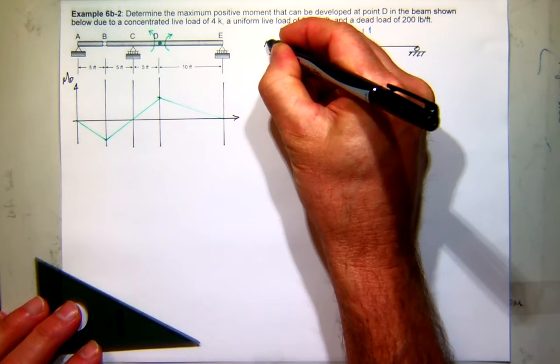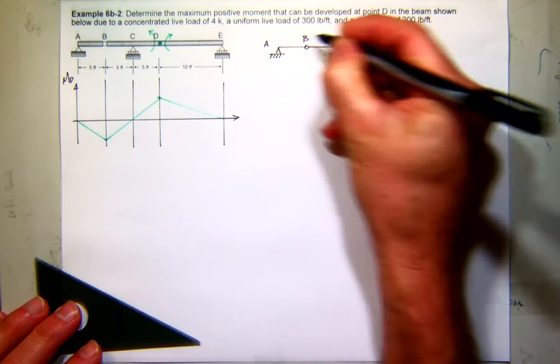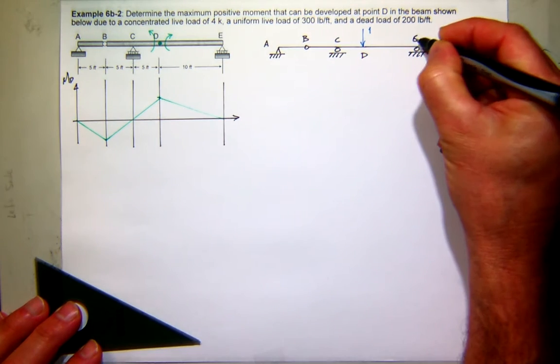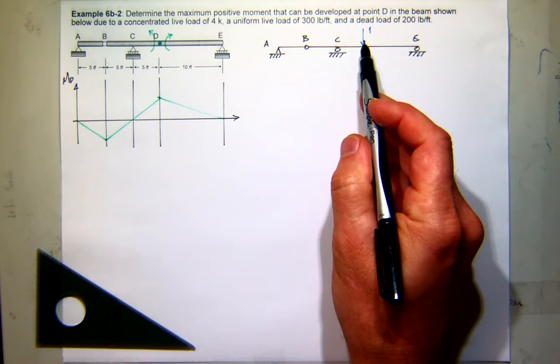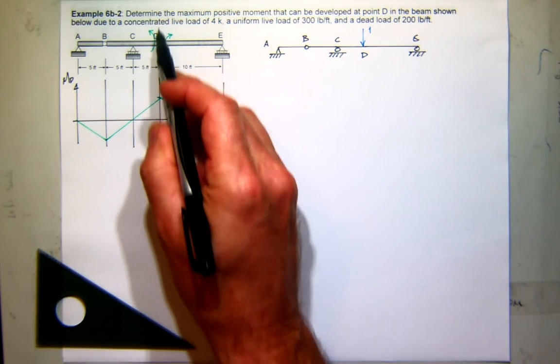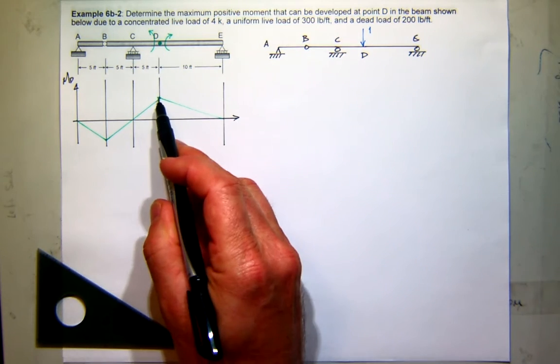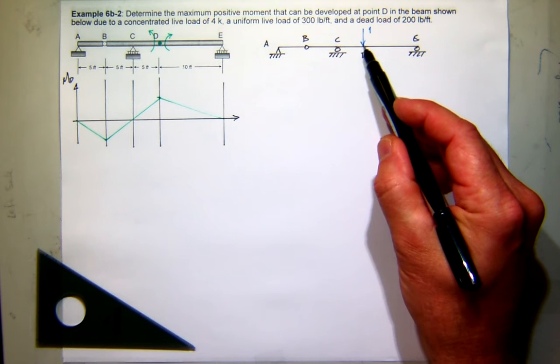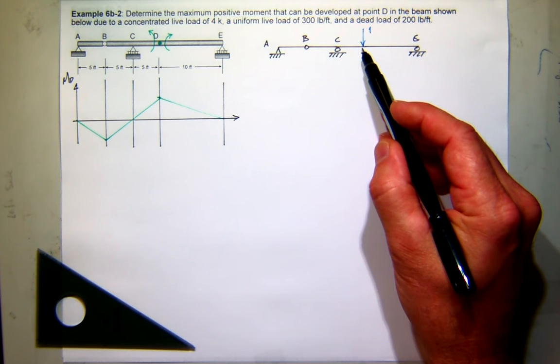So let me just write this up here. So this is A, B, C, that's point D and E. So it's the same problem, except now I've located the unit load at D, which should give me this value on the influence line. So I need to find the internal moment at D for this position.